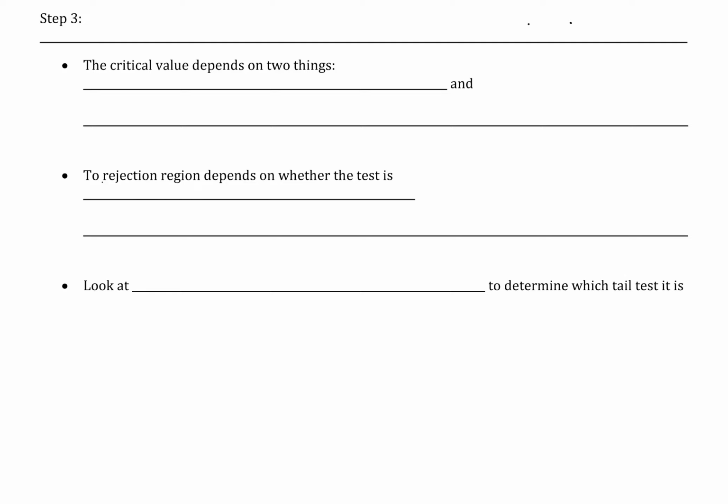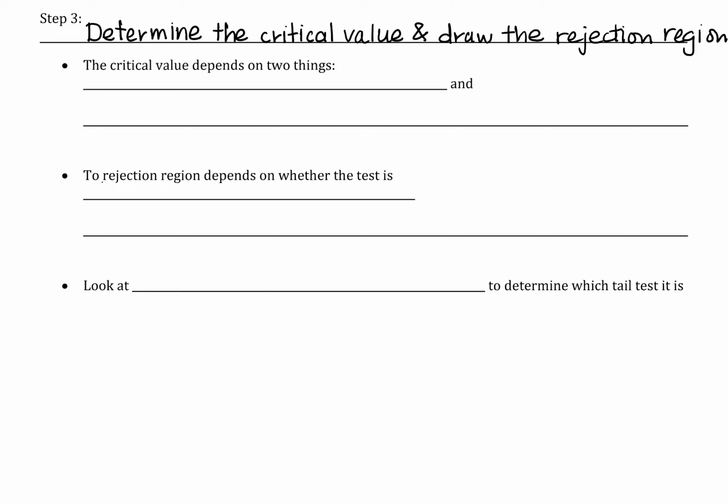Step 3 is for us to determine the critical value and to draw the rejection region. The critical value is a value that you will either find on one of your statistics tables or using your calculator. And the critical value depends on two things. It depends on the type of hypothesis test.